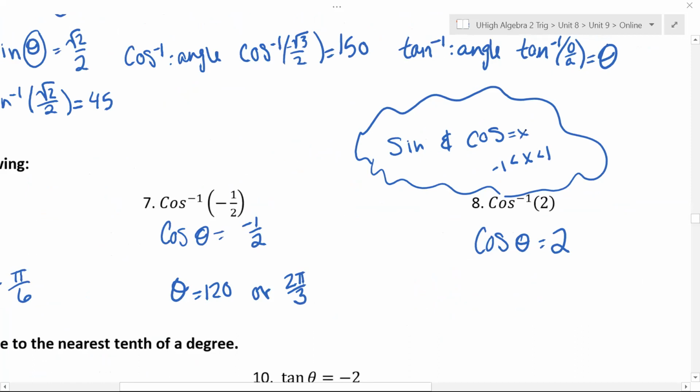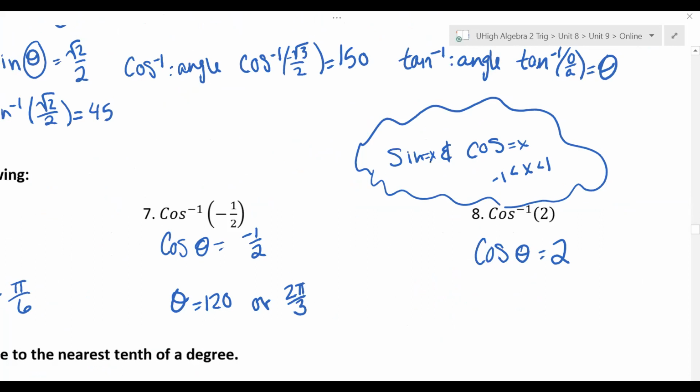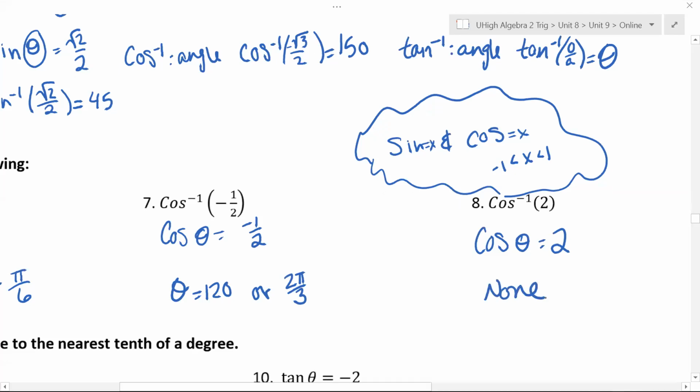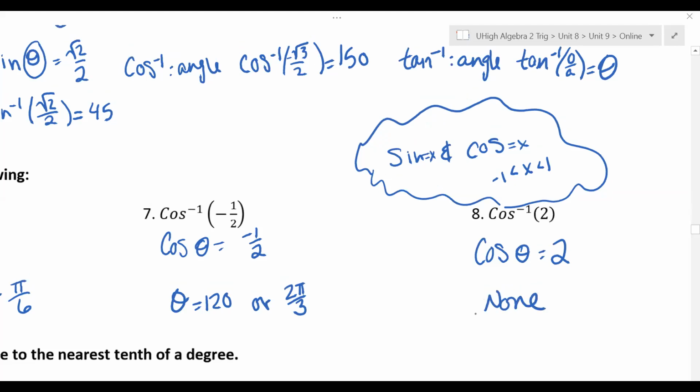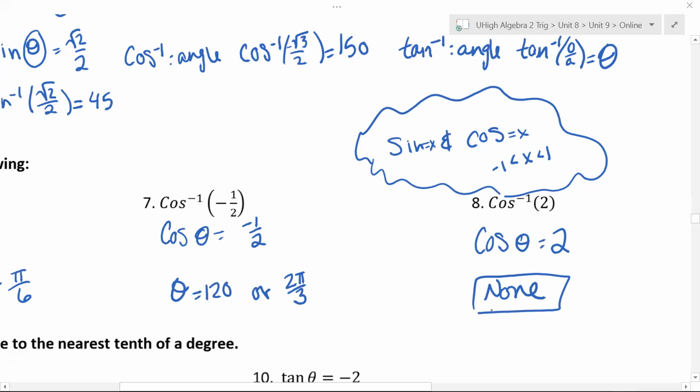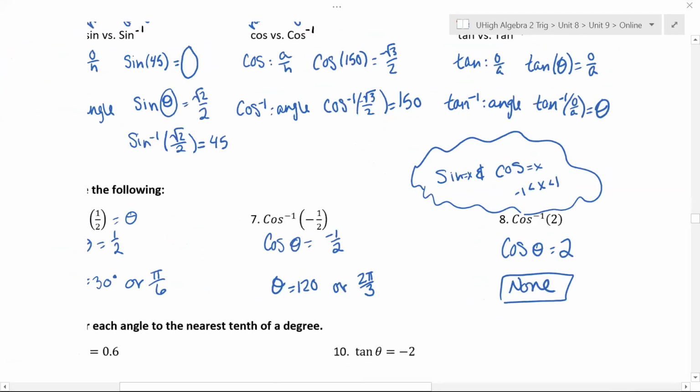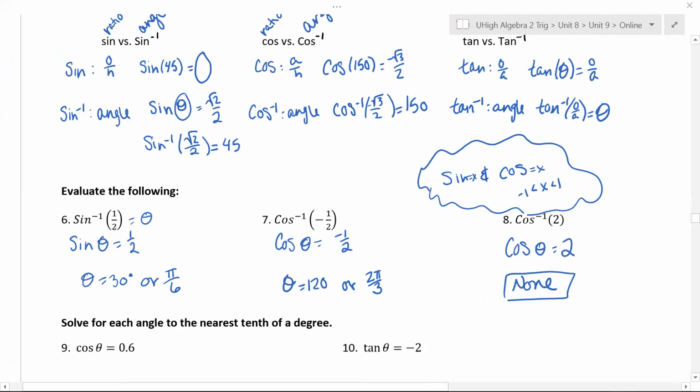So if these equal x, this one here, if you typed it into your calculator, you would get an error. But we're going to see there is no theta value. There's nothing that's going to get you a cosine of an angle equal to 2.